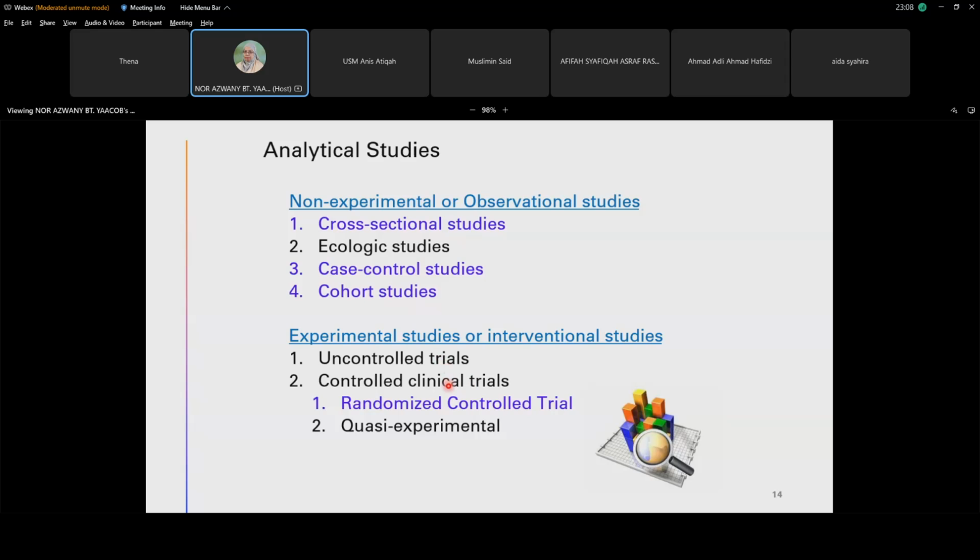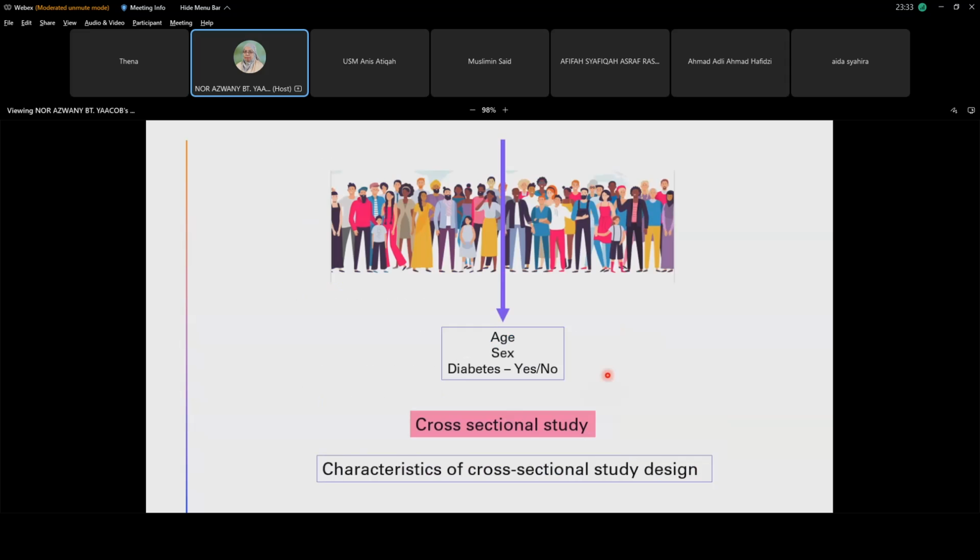In your case, you have uncontrolled, and in your case, you're still doing an observational study, not really interventional, but you do pre and post test only. Okay, interventional, because in your case, you are not really doing an interventional study. You are just evaluating your intervention. Okay, so that is a little bit different. But go back to your notes.